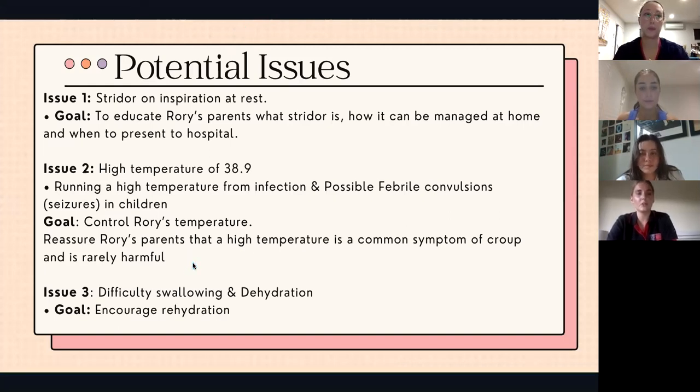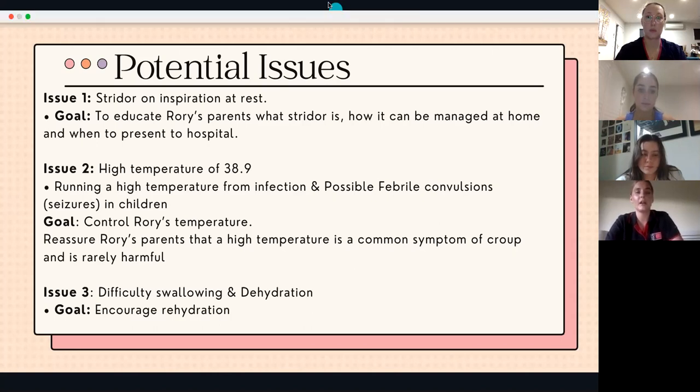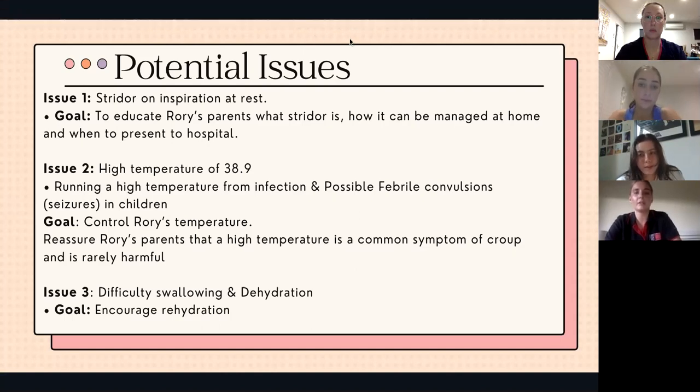So some potential issues Rory may be facing. The first one is that he's developed stridor on inspiration. Children suffering from croup often develop stridor on inspiration as the viral infection causes inflammation and narrowing of the larynx and/or trachea. This can cause distress to Rory and his parents as he may have difficulty breathing. The goal for this issue would be to educate Rory's parents on what stridor is, how it can be managed at home, and when to present to hospital. By doing this, Rory avoids becoming distressed when presenting to hospital.